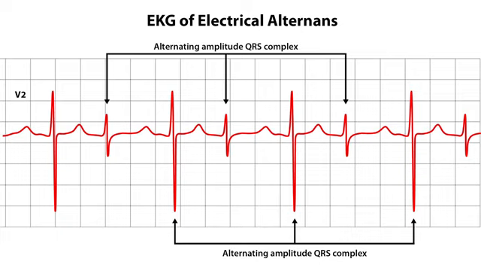Now, electrical alternans is very specific to cardiac tamponade, but it's not very sensitive, which means that lots of people with tamponade don't have electrical alternans.